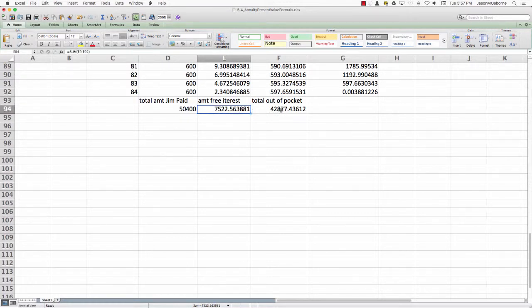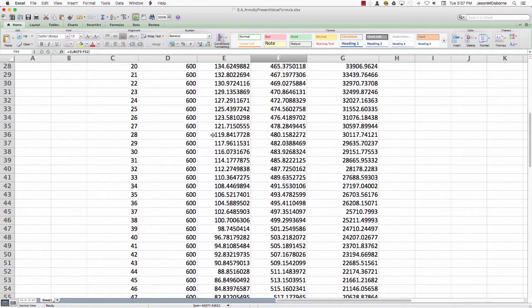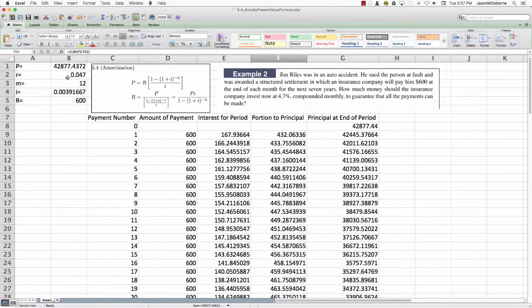So essentially, by thinking ahead, they had to come up with less money because they set up an account that earned them $7,500 of interest, and that's how they paid Jim, with 42,000 something out of pocket and 7,500 free money from interest from thinking ahead. So that would be a complete solution to this problem, setting up an amortization table and using the formula to find the thinking ahead amount, essentially how much do they need to come up with in the present. And that would be the end of this video.